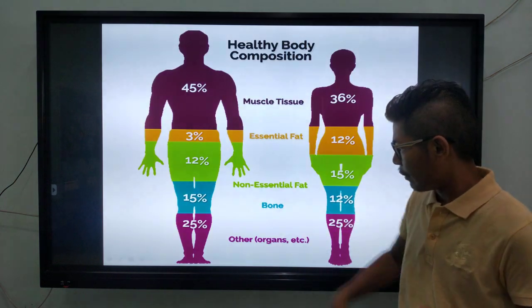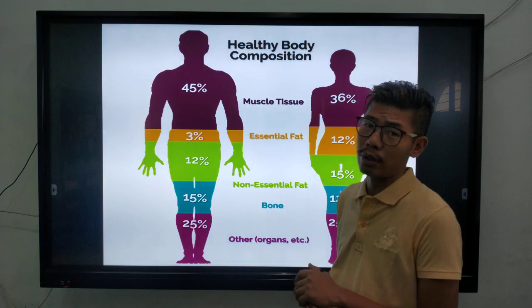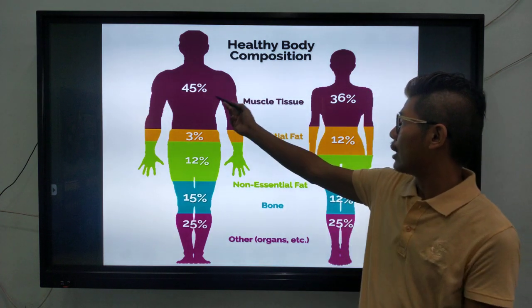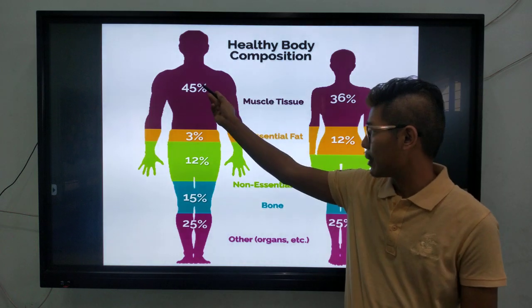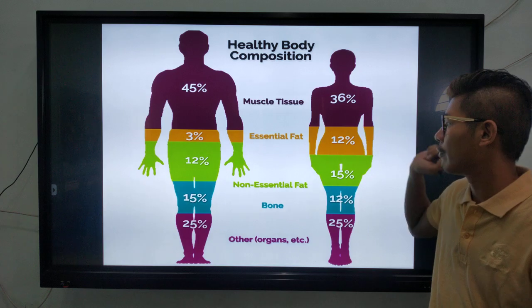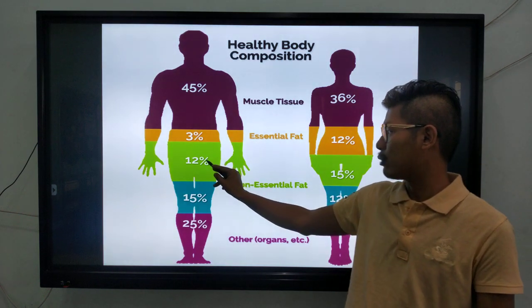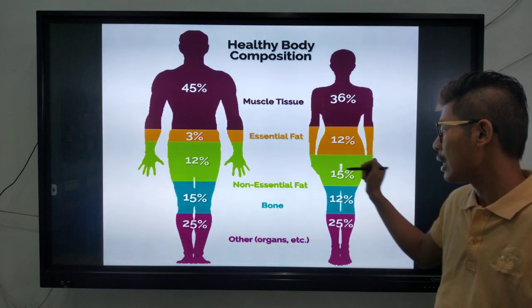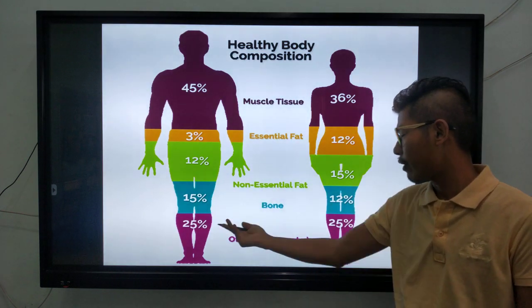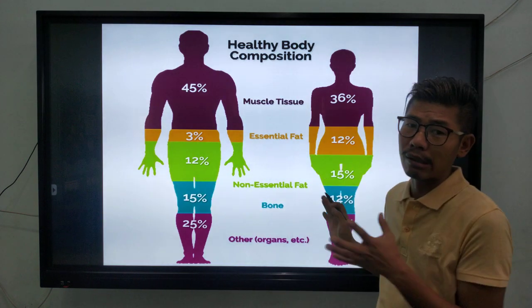And this slide or this picture shows us the body compositions of males and females. For males, the muscle tissue is 45%. Essential fat is 3% for the males and 12% for the females. Non-essential fat will be 12%, and after that 50%. Bones will be 15% of your whole body. Then other organs will be 25%. So this is how your body is composed.